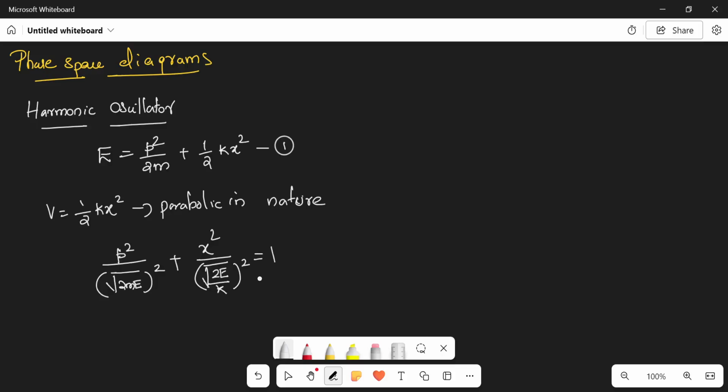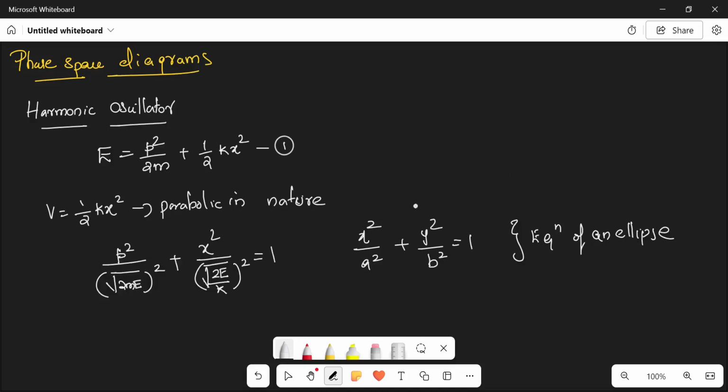Now I'll write that equation. These two equations look similar, don't they? What is this equation? This is the equation of an ellipse, isn't it? Here we have x and y. Instead of x and y, what we have is p_x and x. So what will be the graph between p_x and x? It will be elliptical, right?